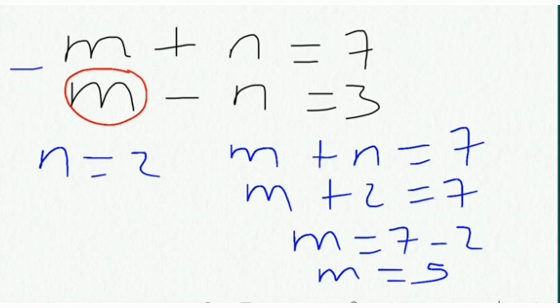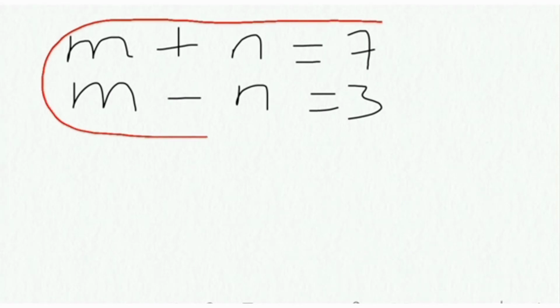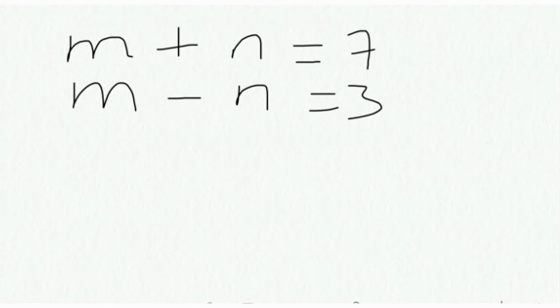5 minus 2 is equal to 3. Let's say you want to solve these two linear equations simultaneously, but making n equal to 0. Look at the coefficient of this n and this n. The coefficient of this n is positive 1, and the coefficient of this n is negative 1.